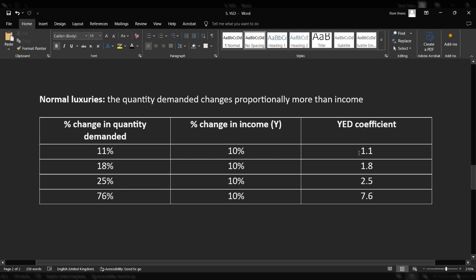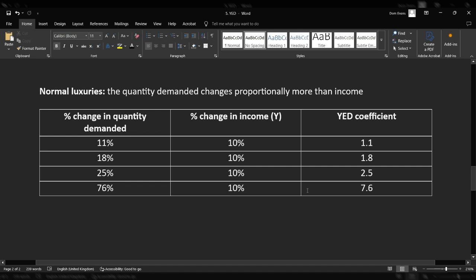Okay, we've got a positive YED, it's a normal good. The change in quantity demanded is proportionally greater than the change in income. So we've got a whole number at the beginning of our YED coefficient. It's not a 0, it's a whole number, which signifies that the proportional change in quantity demanded is greater than the change in income. Okay, last product here, income's going up by 10%, demand goes up 76%, a very income elastic, normal luxury.